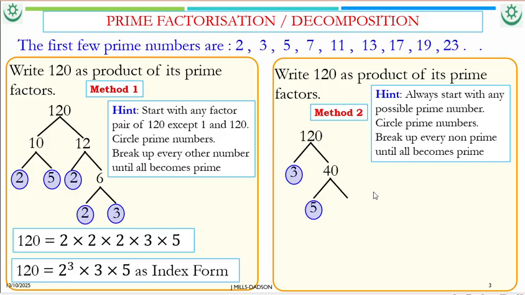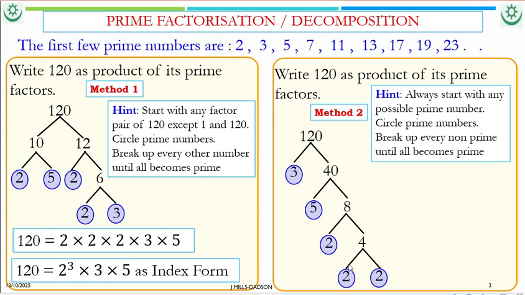5 times what is 40? 5 times 8. Then I'm going to break 8 because 8 is not a prime. 2 times what is 8? 2 times 4. 4 is not a prime, so I'm going to break 4 into 2 times 2.